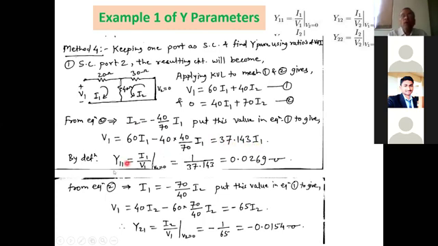Now you know Y11 is I1 upon V1. So if I take I1 and divide by V1, with the constant on the other side, I will get Y11 equal to I1 by V1 at V2 equal to 0, equal to 1 upon 37.143, which results in 0.0269 mho.